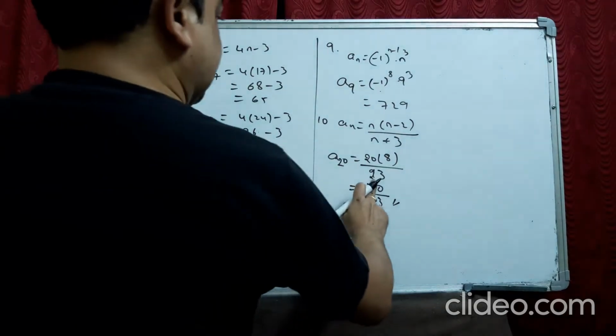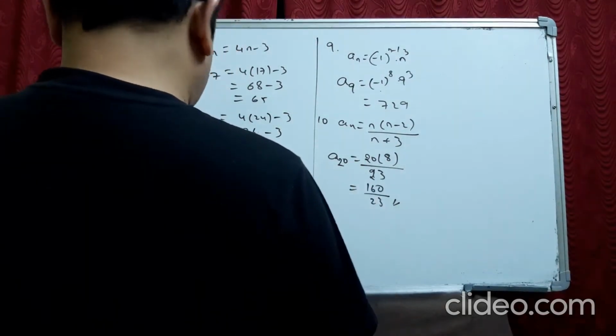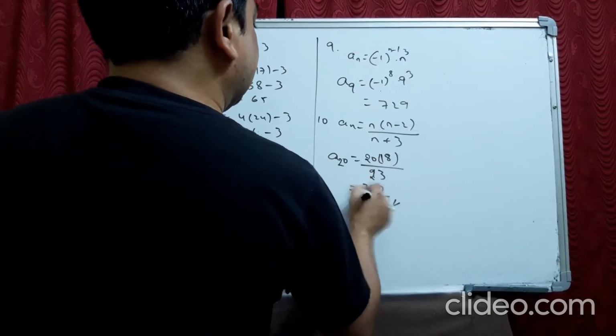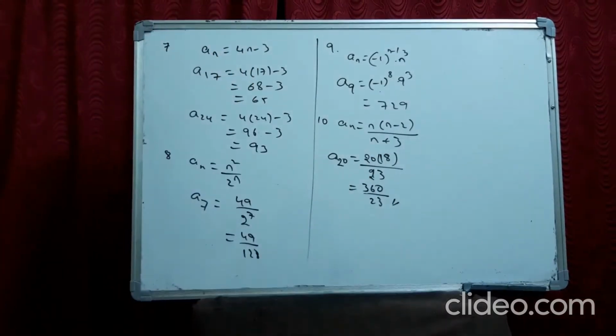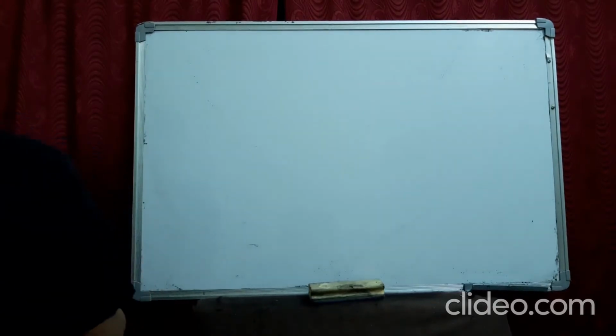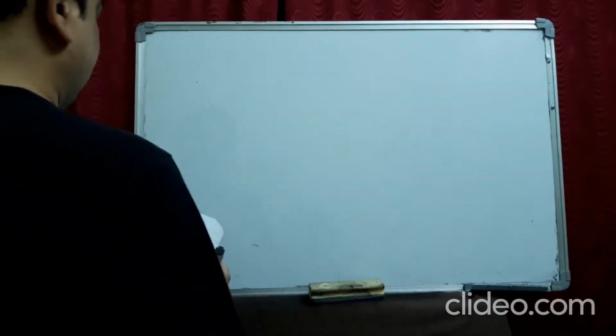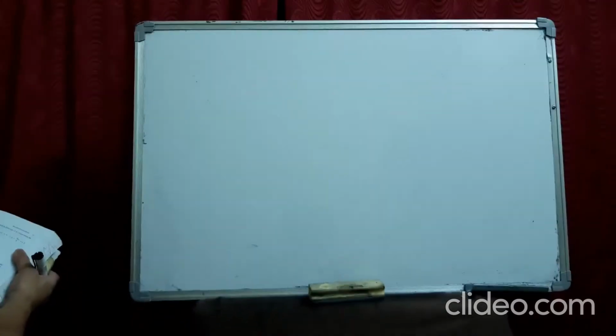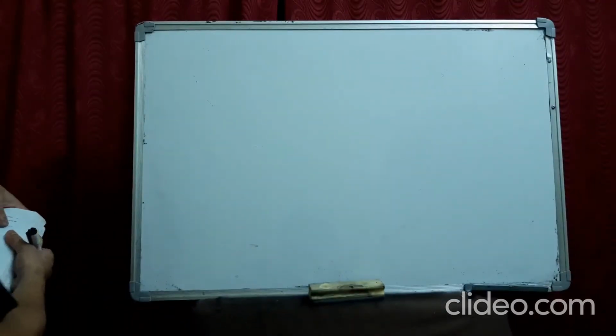Sorry, 36. 20 into 18, it becomes 360. 360 by 23. Okay? See from 11th problem onwards, what did they say? Write the first 5 terms of each of the following series. Obtain the corresponding series. You're asked to write the first 5 terms.